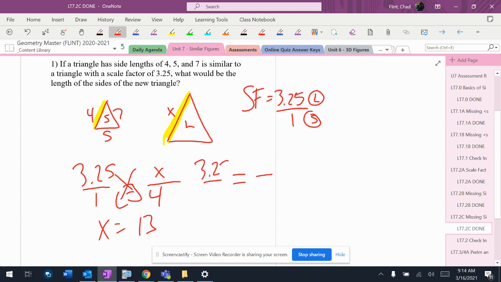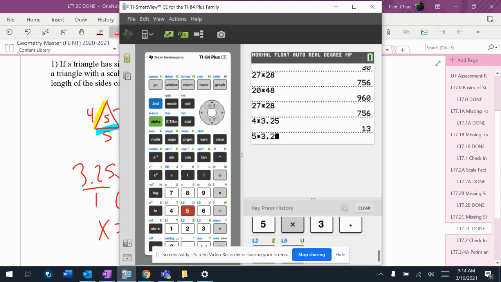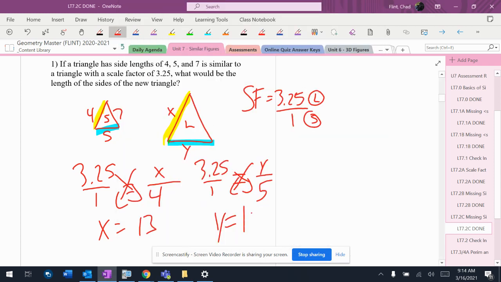And then basically, I'm just going to do the same thing for each of these. So this is going to be 3.25 over 1. Let's find that side. I'm going to make it pair up with that side. It's going to be 5. And then we'll call this side y. I'm not going to use x again because I already used it. So I'm going to get y equals 5 times 3.25. I'm going to get some decimals here. So 16.25 for that side.